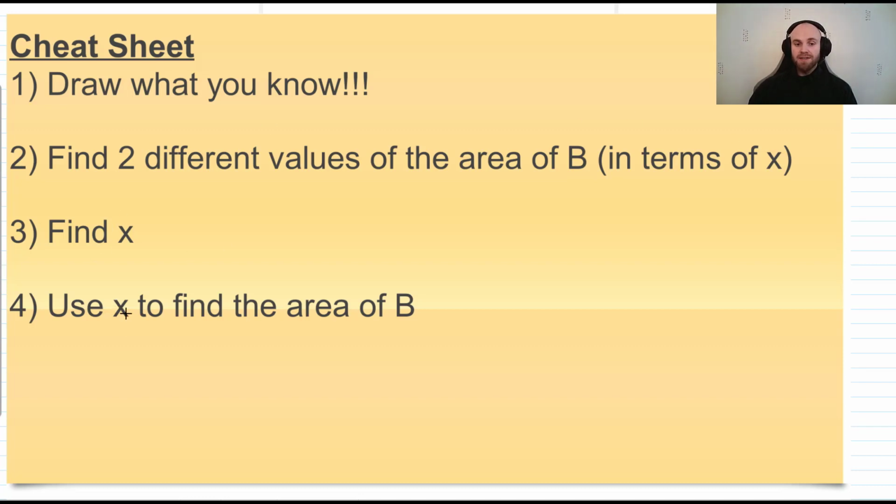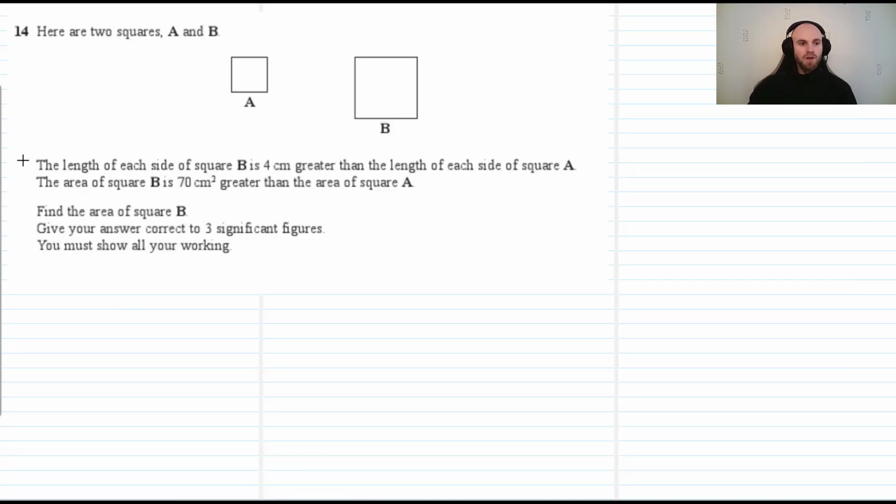And then part 4, we're going to use x to find the area of B. So if we look here, it says the length of each side of square B is 4 centimeters greater than the length of each side of square A. So I'm going to call this side x, and I'm going to put this in blue, and I'm going to call this side x plus 4.